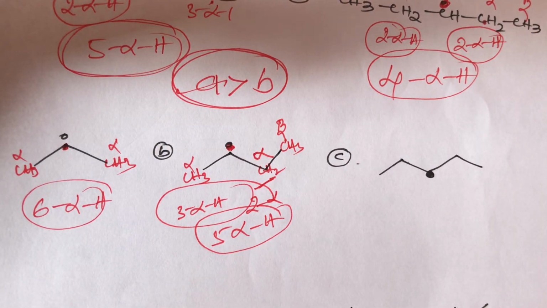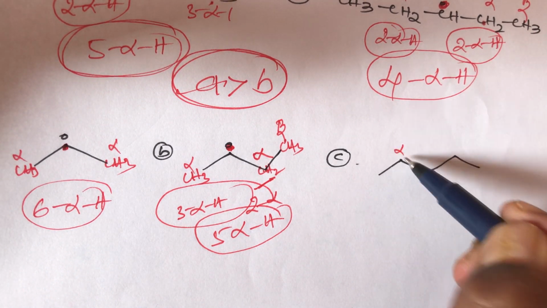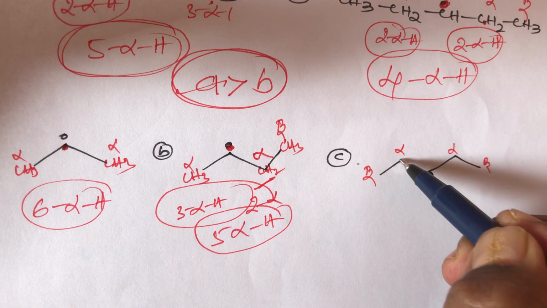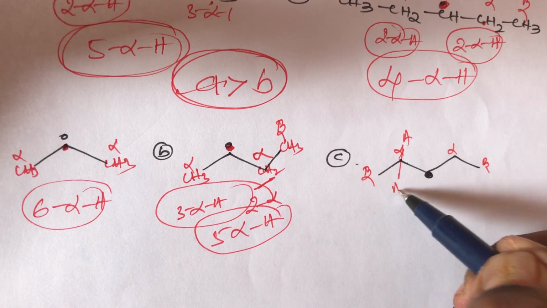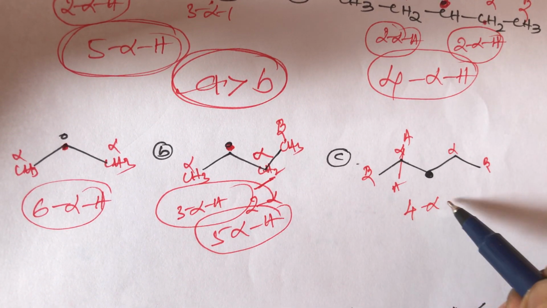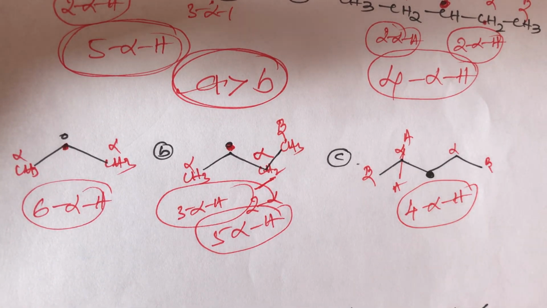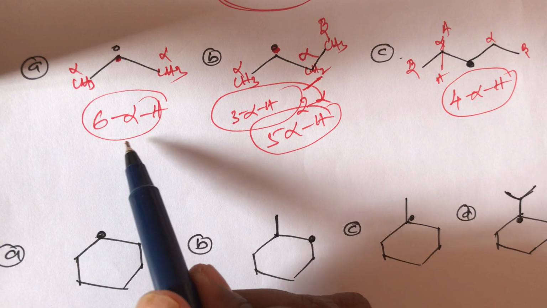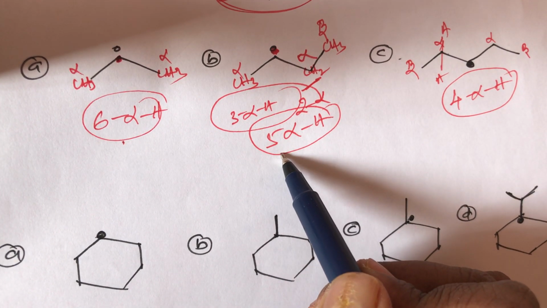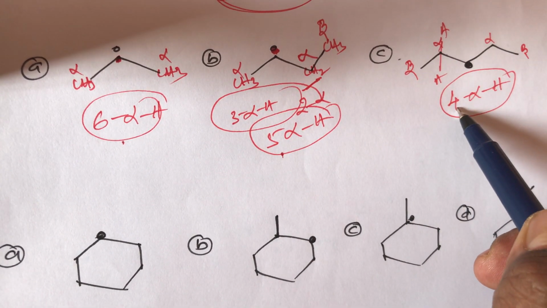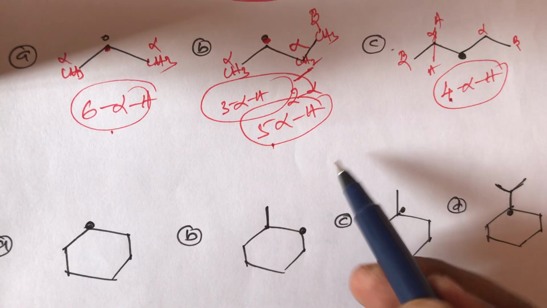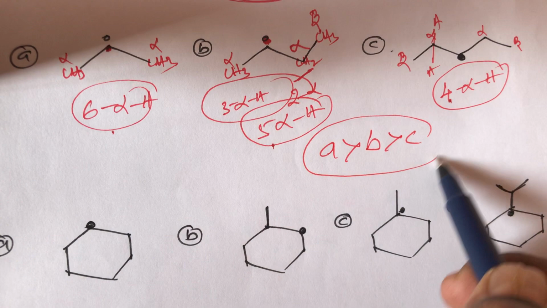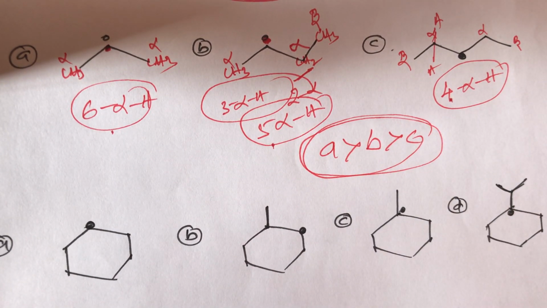And what about the C compound? The C compound contains an alpha carbon, a beta carbon, an alpha carbon and a beta carbon. The C compound has only 4 alpha hydrogens. So, what is the stability order here? A compound has 6 alpha hydrogens, B compound has 5 alpha hydrogens, C compound has 4 alpha hydrogens. So what is the order now? A is greater than B, B is greater than C. This is the stability order of these free radicals.